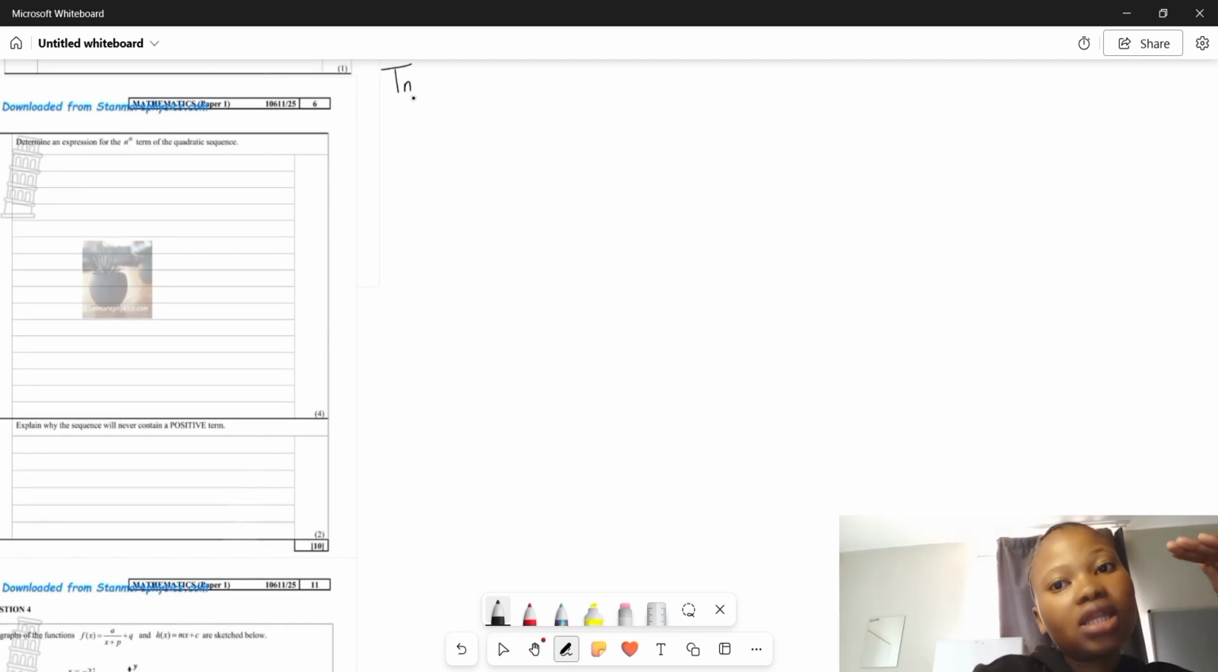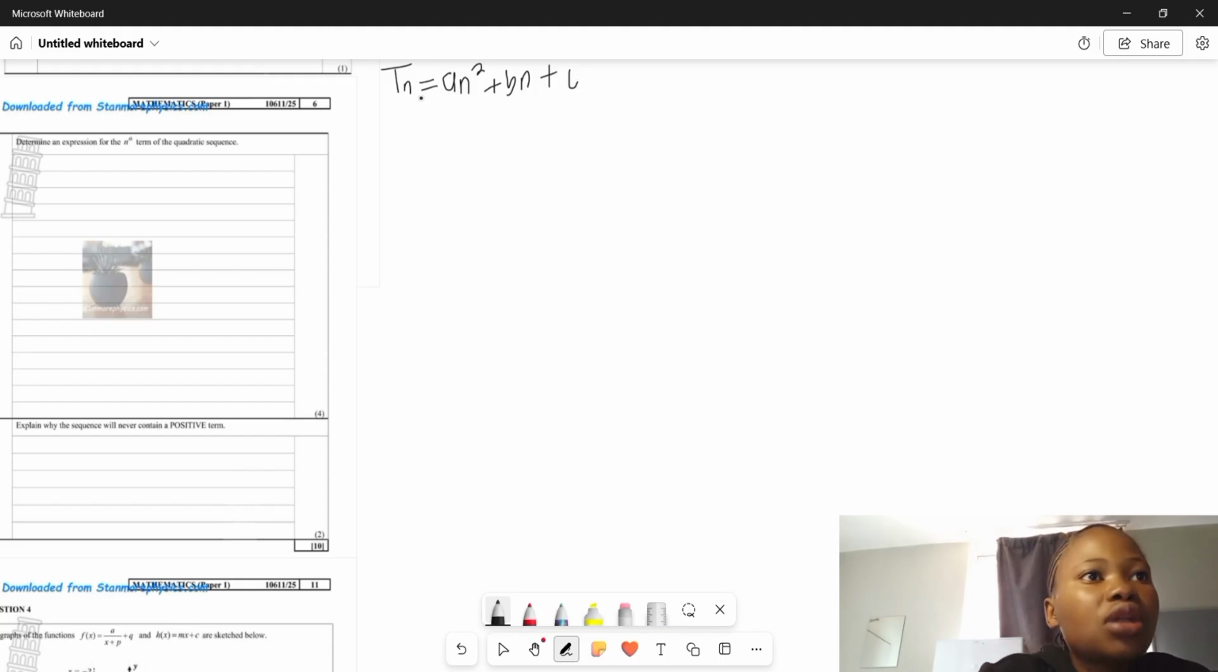And now we are asked to determine the expression for the nth term for the quadratic sequence, which is the main one. All right, so we are given Tn equals the standard quadratic, an squared plus bn plus c. So now we have to find the value of a. The a is equal to half the second difference, which is the one that we already found in the first question. So your a is going to give you -1.